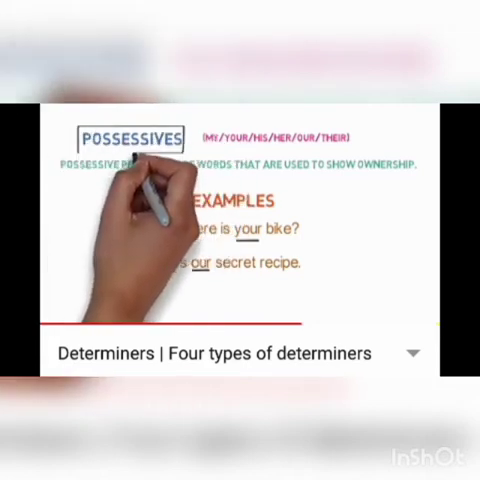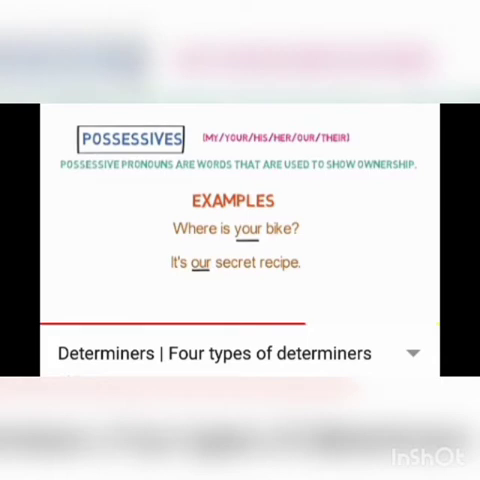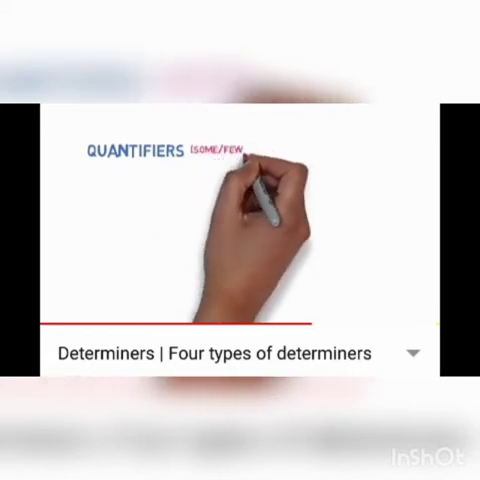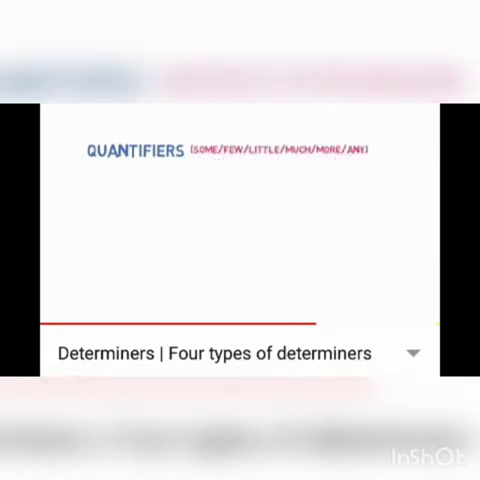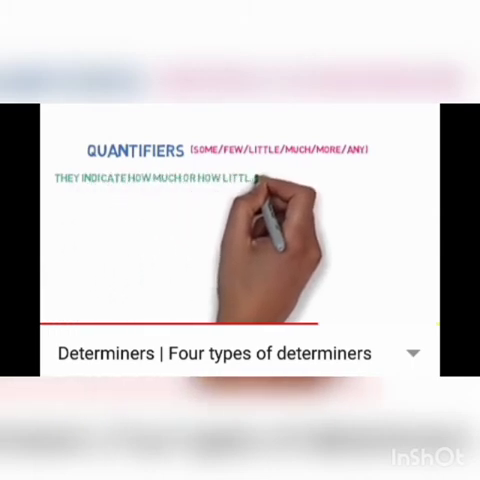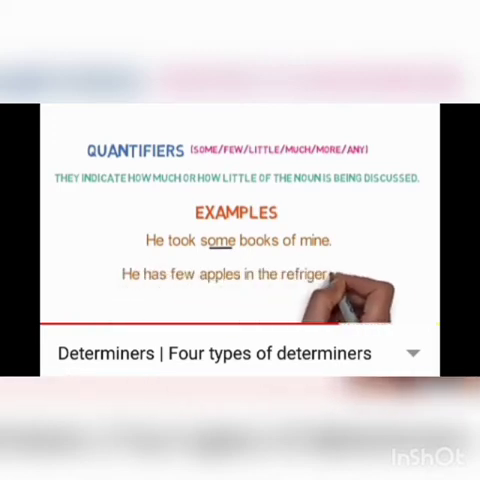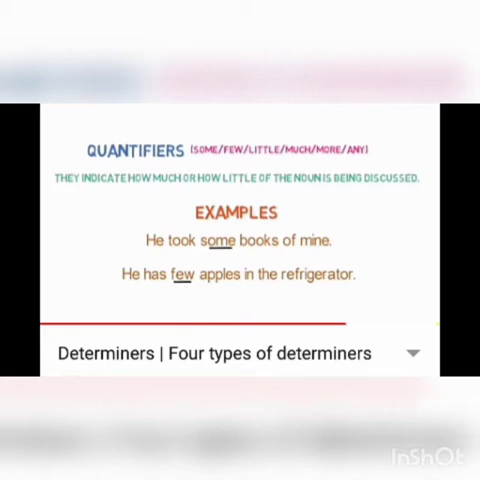Let's look into the last category of determiners, which is quantifiers. Quantifiers are words like some, few, little, much, more, any. They indicate how much or how little of the noun is being used. Let's look into the examples of them. He took some books of mine. Here, some defines the quantity of books he took. Let's look into the next example. He has few apples in the refrigerator. Here, few defines the quantity of apples he has. As quantifiers determine the quantity of nouns, they come in the category of determiners.